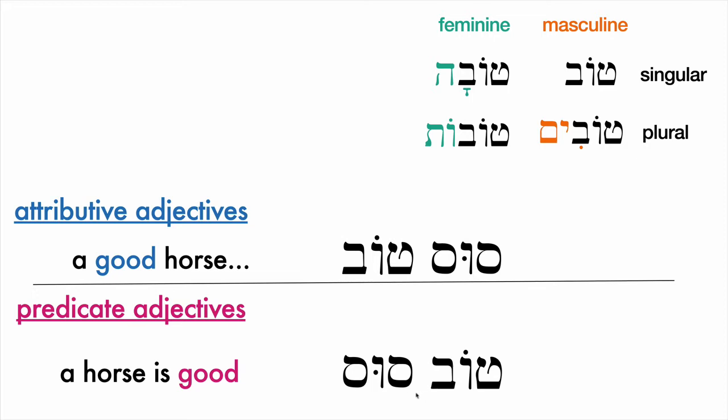You will notice that there is nothing in the Hebrew that corresponds to is. Hebrew does have a verb to be, and we will use it in some circumstances. But in other circumstances, it isn't necessary to write it. You can make a complete sentence simply by putting the adjective first. Tov is a sus. Good is a horse. Let's give another example.